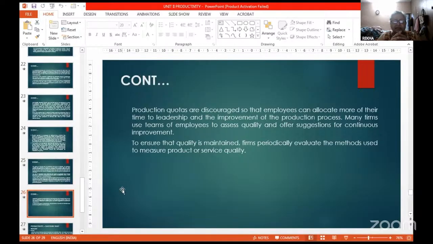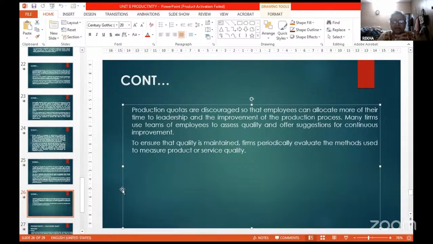Production quotas are discouraged so that employees can allocate more of their time to leadership and the improvement of the production process. It is not that you give them a quota, and then to finish that quota they are least bothered about the quality. So they should go hand in hand. You give them a time limit, but the quality also matters a lot. Many firms use teams of employees to assess quality and offer suggestions for continuous improvement.